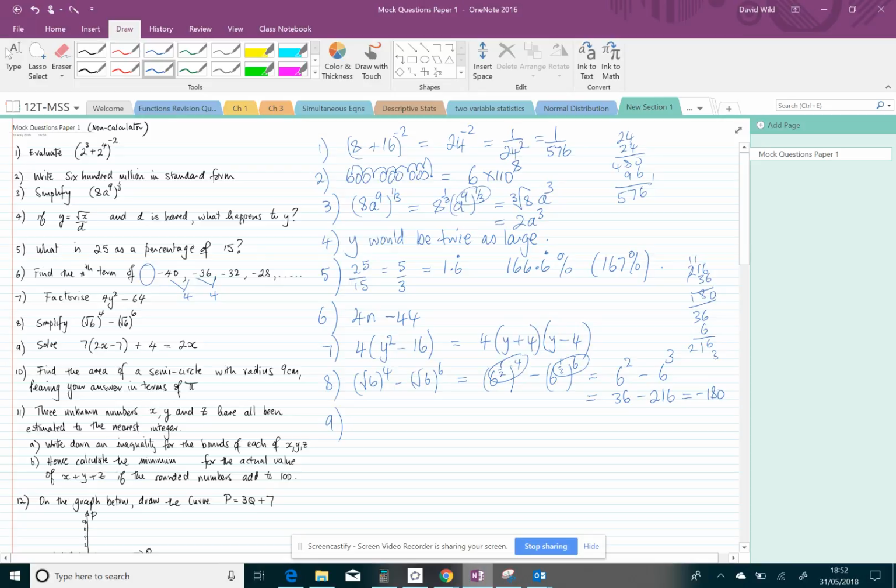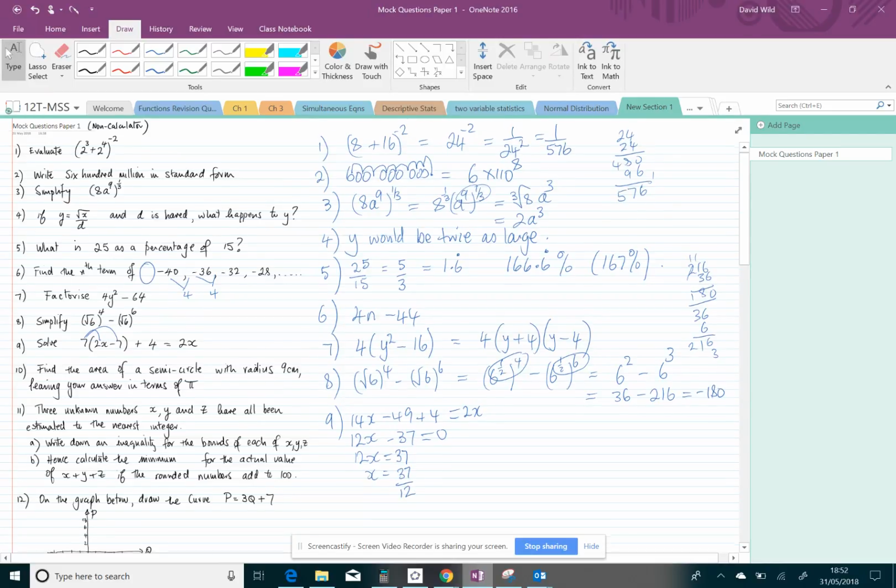Question 9. Multiply out the brackets here. So we've got 14x minus 49 plus 4 is 2x. Subtract 2x from both sides. So we get 12x, and minus 49 plus 4 is minus 37. That's equal to 0. Add 37 to both sides, and divide both sides by 12.